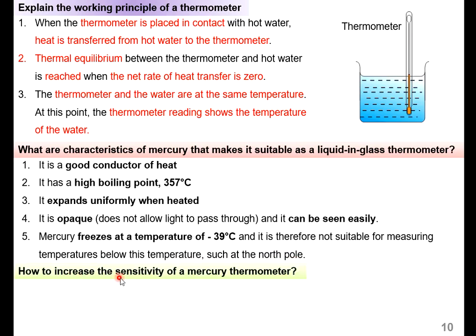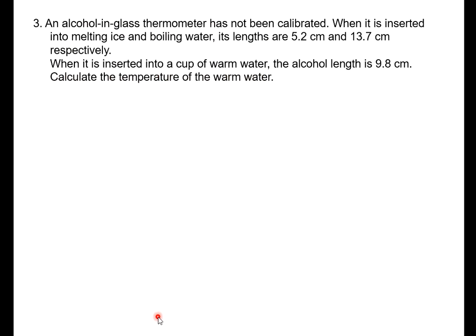How do we increase the sensitivity of the mercury thermometer? First, make the capillary tube thinner, making it more sensitive. Use a glass bulb with a thinner wall so that heat can transfer easily into the thermometer. And use a smaller bulb, so that with less mass it can heat up even faster. With that, I have finished 4.1, understanding thermal equilibrium. But I'm going to explain a question right now.